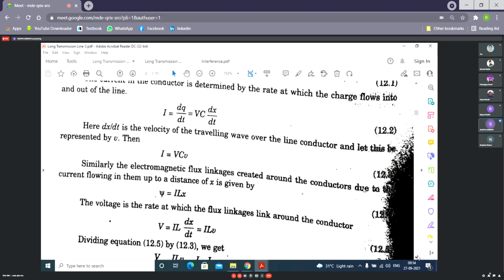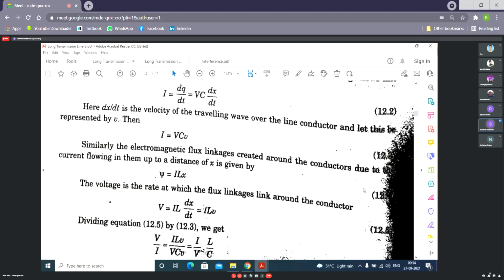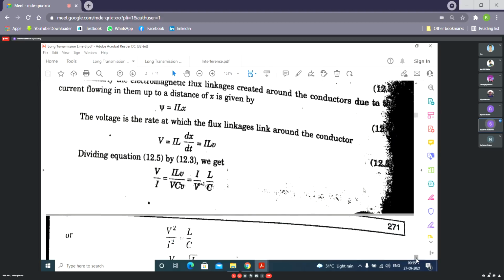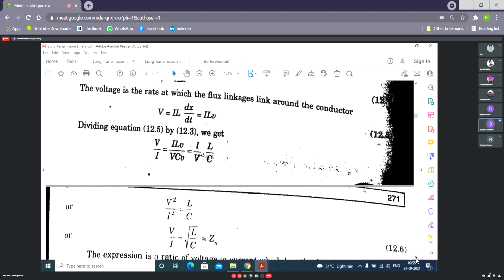We can divide, or we can multiply. Let's divide V by I first. In the numerator you have I·L·v, and in the denominator V·C·v. So the I and V we separate out, and the small v, the velocity, will cancel out. Ultimately, L by C will remain. If we take V to this side and I to that side, it will be V squared by I squared equal to L by C, or V by I equal to the square root of L by C.